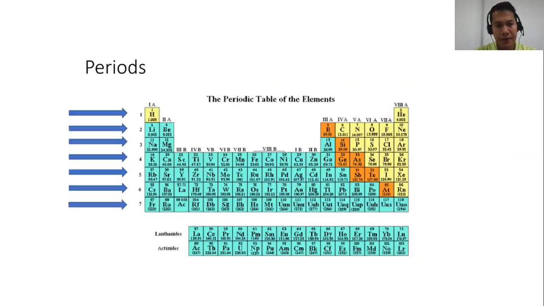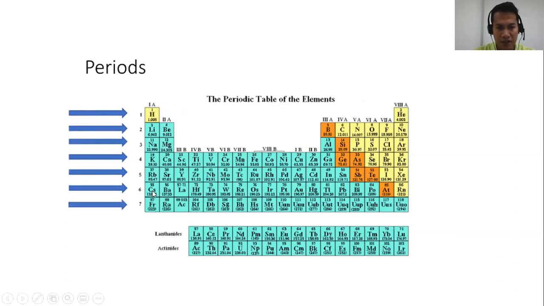Again, period. Do you understand the periods now? So these are the periods: period 1, period 2, horizontal, period 3. So you may say, oh, aluminum is in period 3. Potassium is in period 4, as well as selenium. Period 5 are rubidium, tin, iodine, xenon.